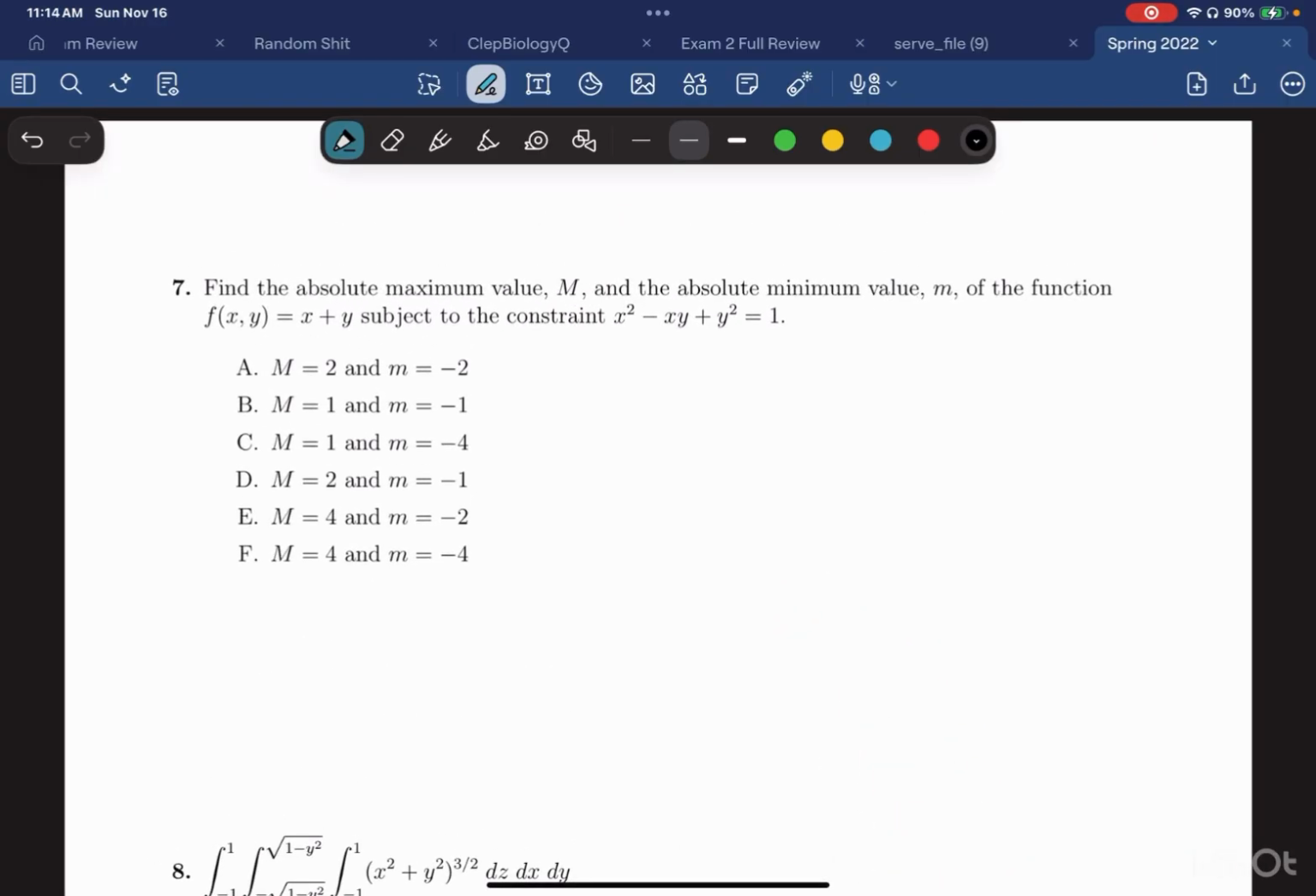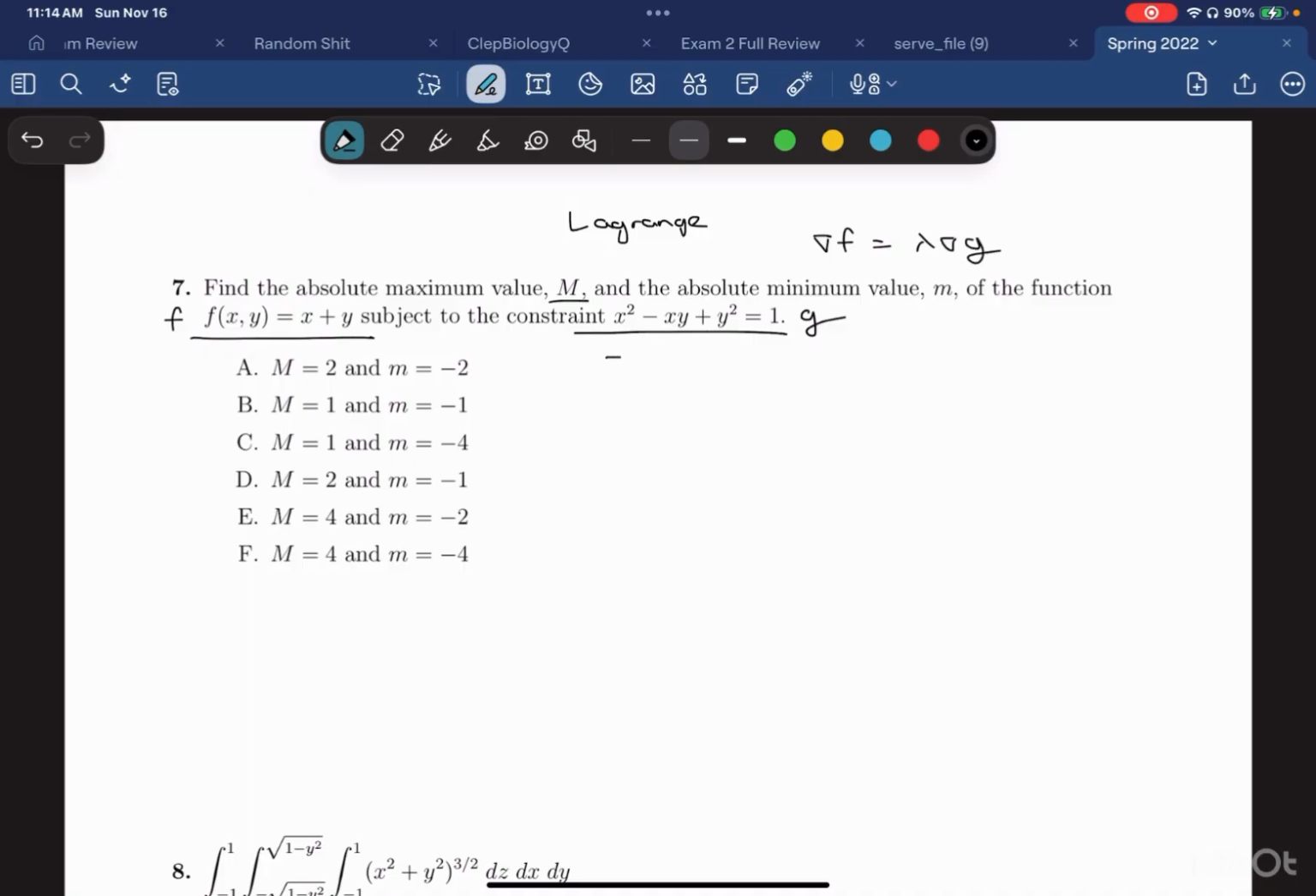Okay, number 7. Find the absolute maximum value M and the absolute minimum value m of the function. So this is our f, and the constraint, this is our g. So this is a Lagrange question, which means that we have to put it into the form gradient of f is equal to lambda gradient of g. So how do you do that?